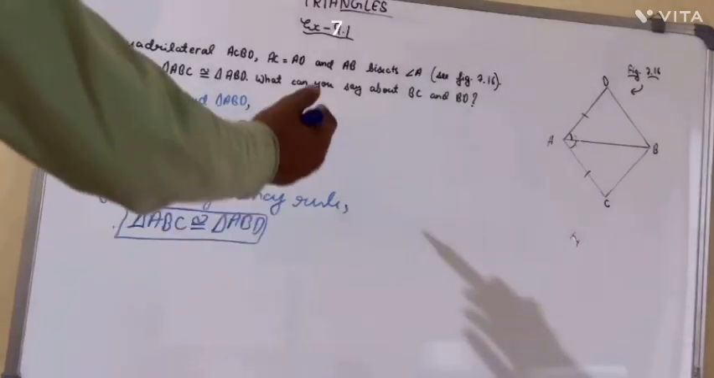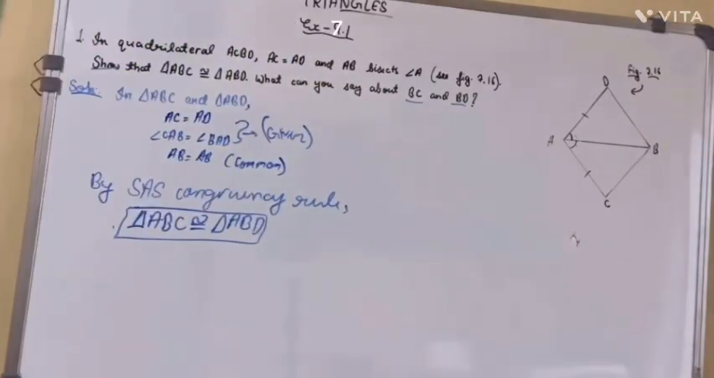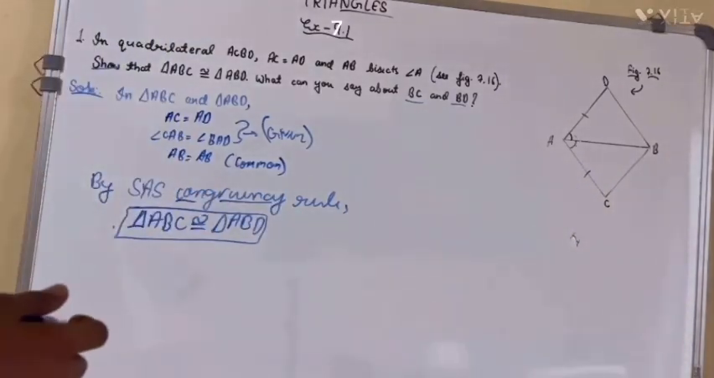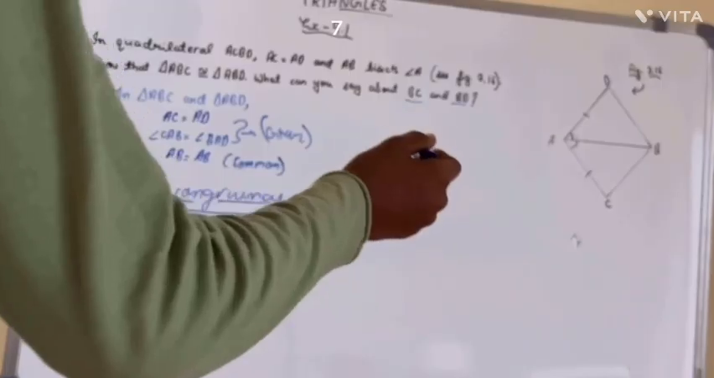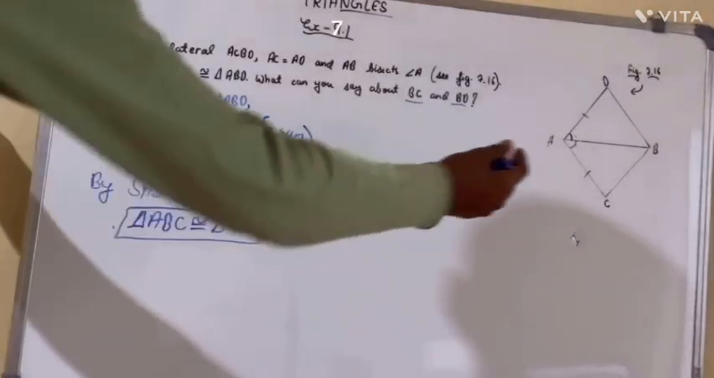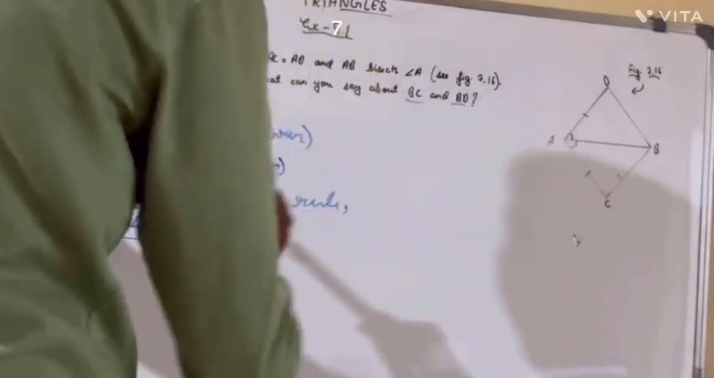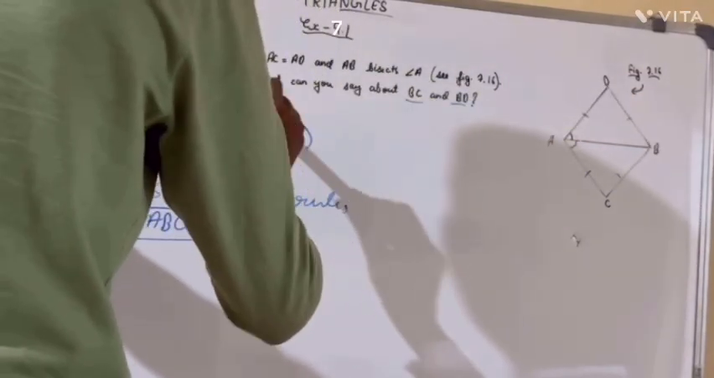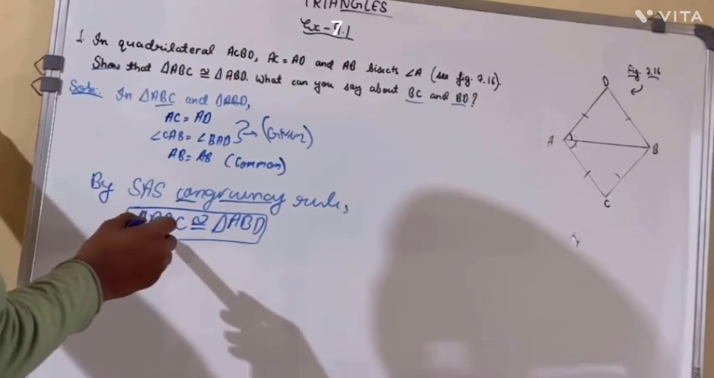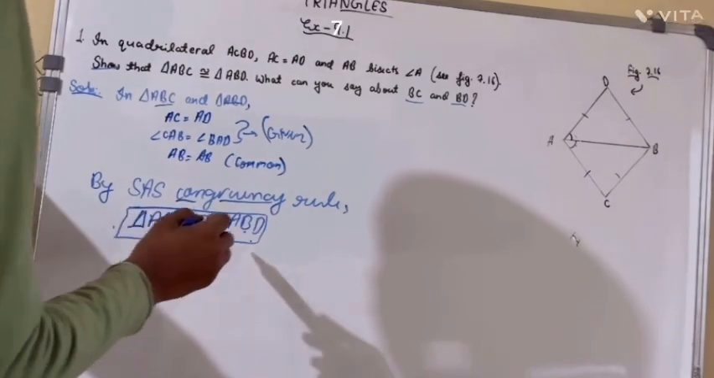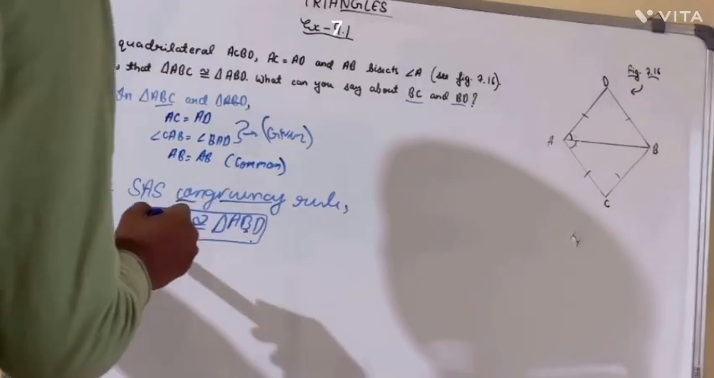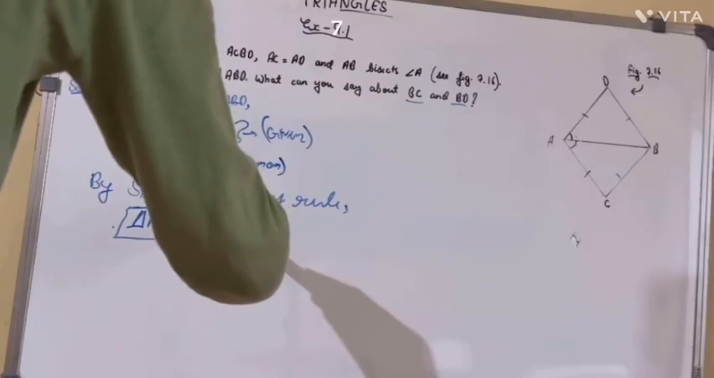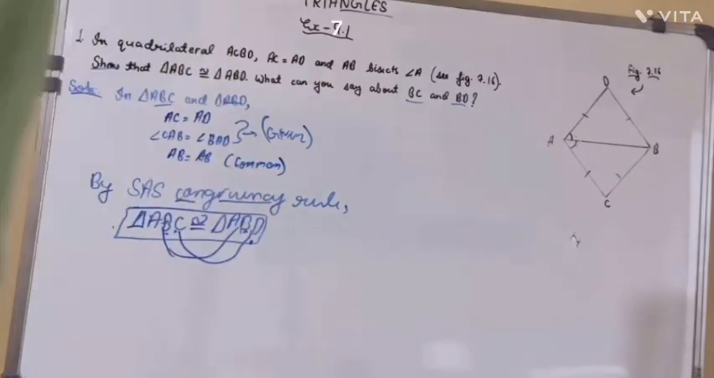Now it is saying what can you say about BC and BD. When we prove any two triangles congruent, that means all their sides are equal to each other. BC is the side of triangle ABC and BD is of triangle ABD. Here you can see BC and BD: B on second number, here also second number, C on third number, here also third number. Means these are equal to each other.